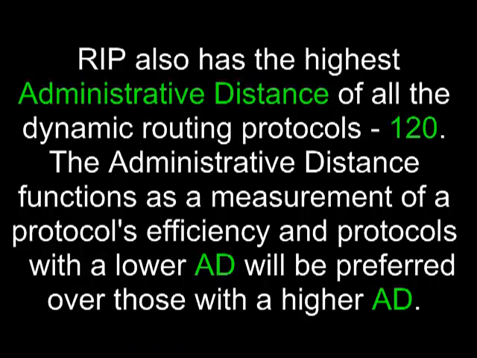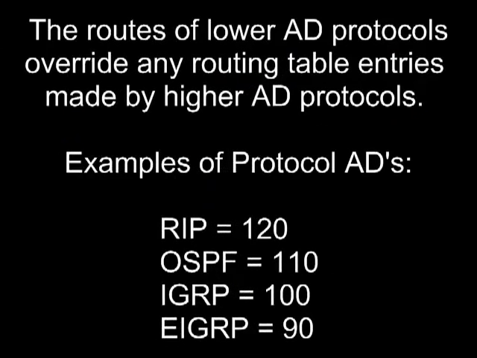The administrative distance functions as a measurement of a protocol's efficiency, and protocols with a lower AD will be preferred over those with a higher AD. The routes of lower AD protocols override any routing table entries made by higher AD protocols. Examples of protocol administrative distances are RIP with an AD of 120, OSPF with an AD of 110, IGRP with an AD of 100, and EIGRP with an AD of 90.